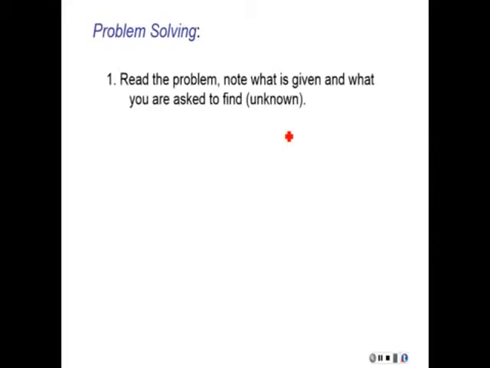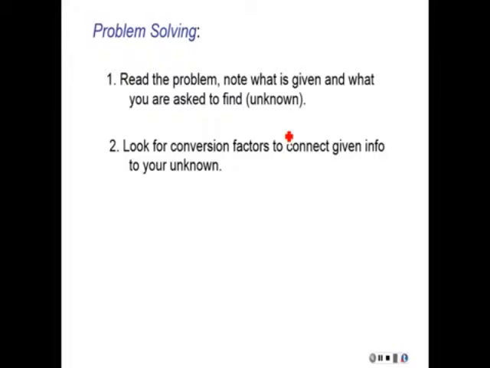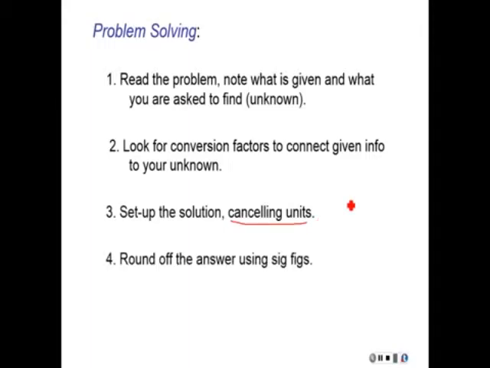So problem solving is the next topic, and we're going to be using our conversion factors and also significant figures. First step is reading the problem, writing down what's given and what you're asked to find. Next, we look for conversion factors to connect them. Third step is setting up the solution, canceling the units. This is the one thing that'll let you know that you set it up right, canceling those units. And lastly, we want to round off our answer according to the rules for significant figures. And maybe doing that all semester.